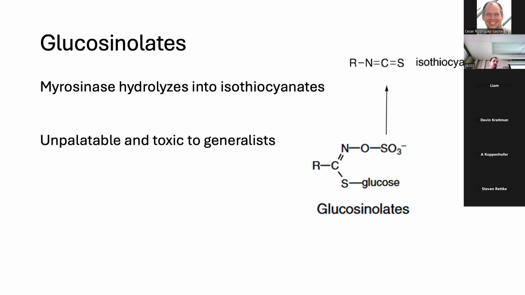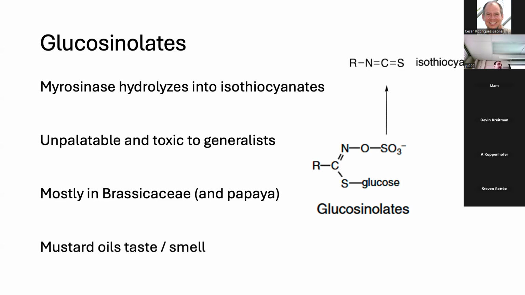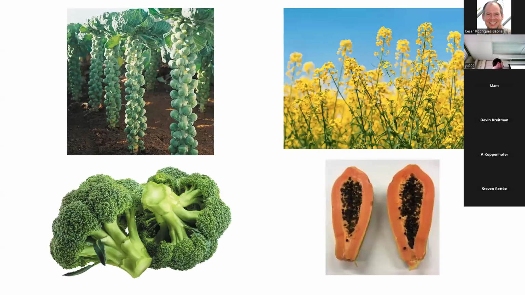Pretty toxic and unpalatable, especially to generalists. However, there are many instances in which a specialist has turned that around and been able to sequester and utilize them. But for most generalists, these are toxic and unpalatable compounds. And they are mostly found in Brassica, which are the mustards. And so if you ever want to taste this, these are the mustard oils. If you ever smell some mustard, that's coming from your glucosinolate. And they're found in many brassicas and also papayas, which is fun.